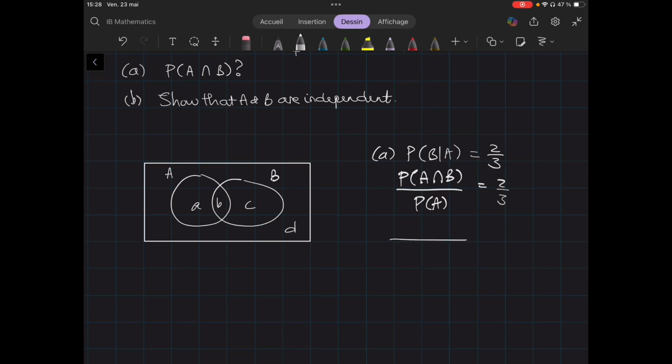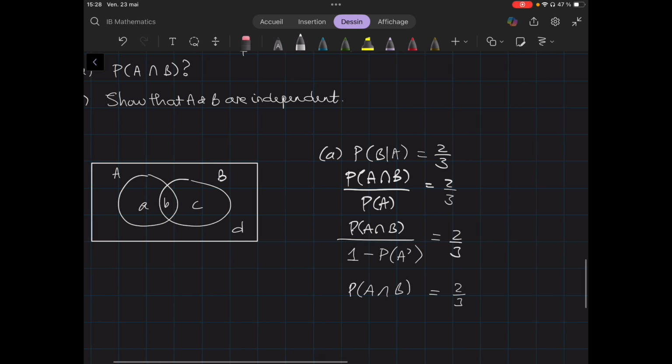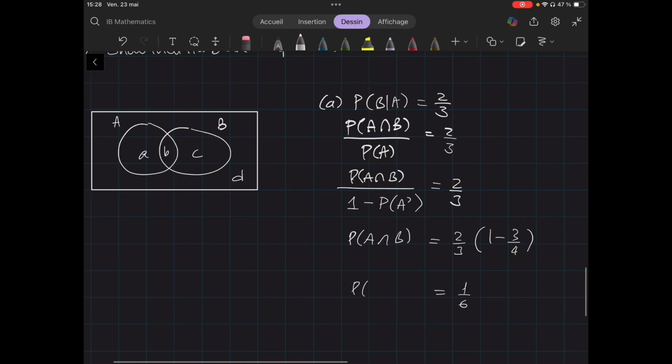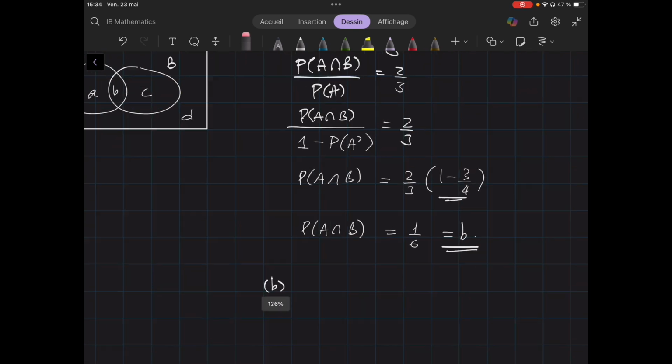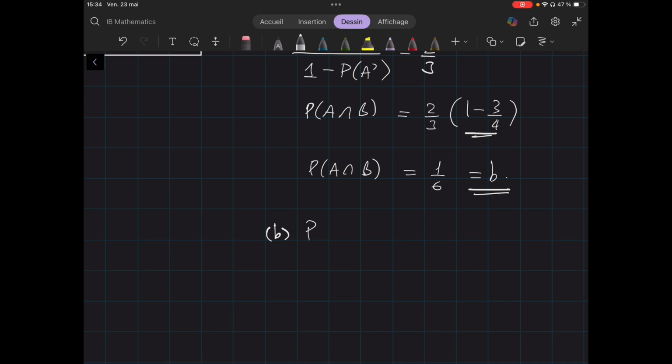To find P of A, we can take 1 minus P of not A. Thus, P of A intersecting B is equal to 2/3 times this, or 1/6. This is also region B on our diagram. In part B of the question, we're asked to show that A and B are independent. To do this, we have to show that the probability of A intersecting B is equal to the probability of A times the probability of B. We already found this.